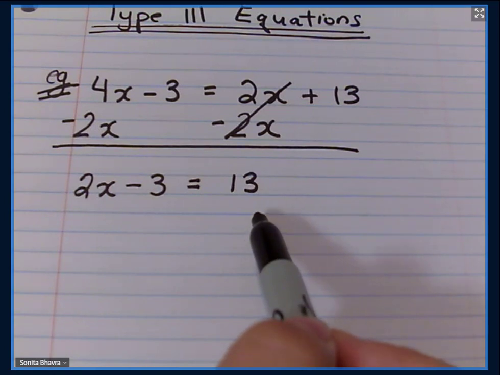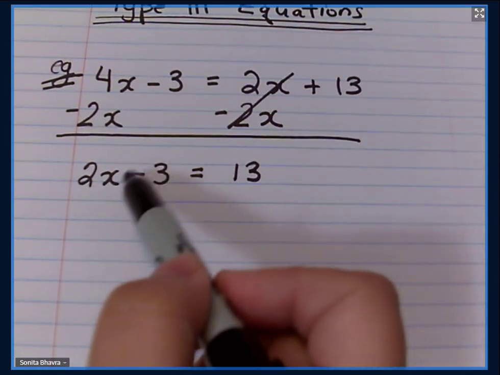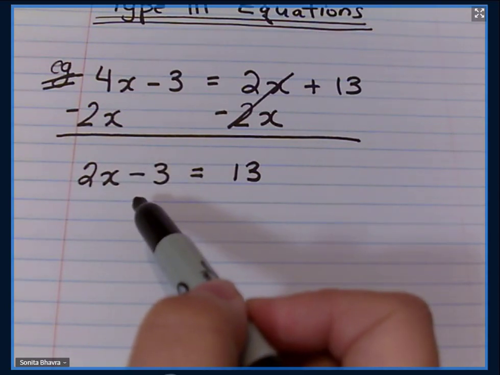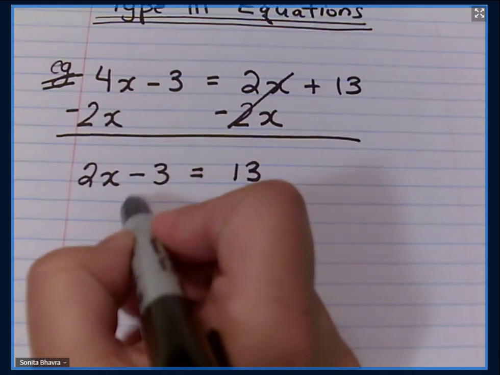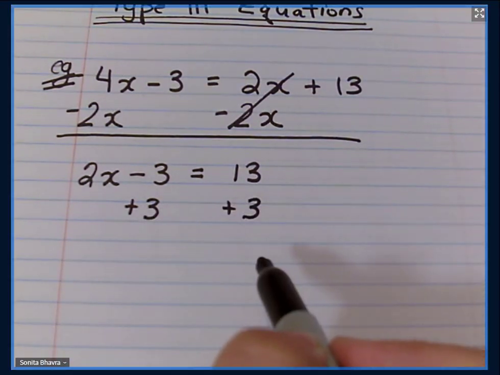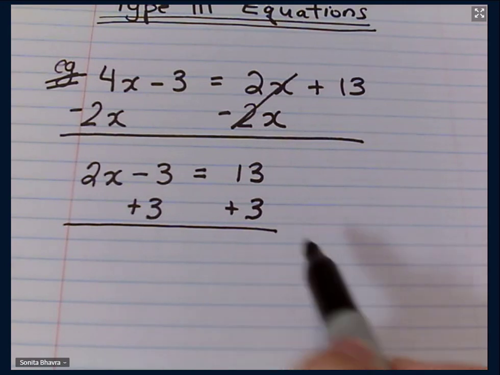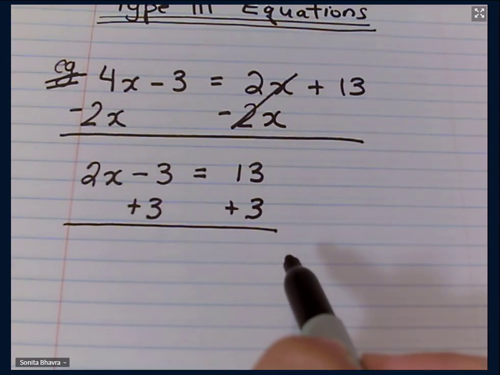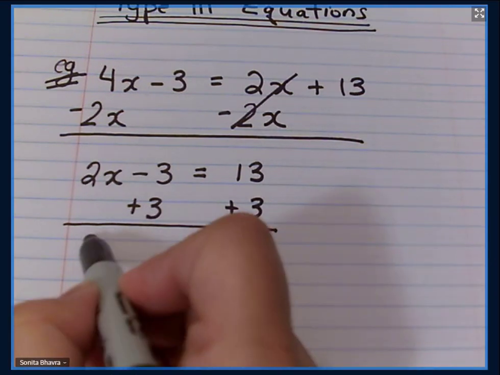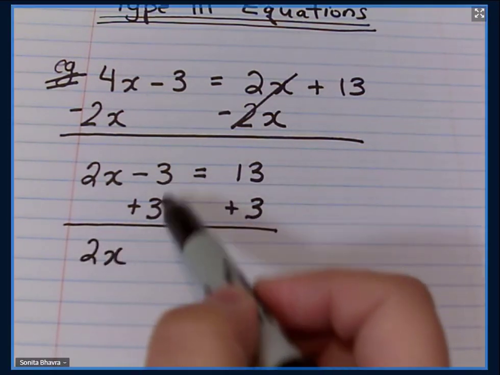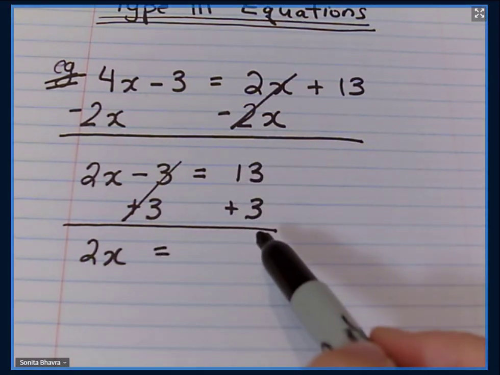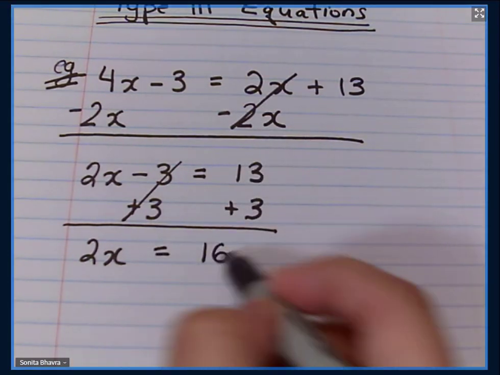So we have to work with the opposite of adding or subtracting first. I have a negative 3, or the minus 3, so the opposite of that is to add 3. But I have to do it to both sides. On my left-hand side now, I have 2x. Negative 3 plus 3 is 0. And it's equal to 13 plus 3, which is 16.